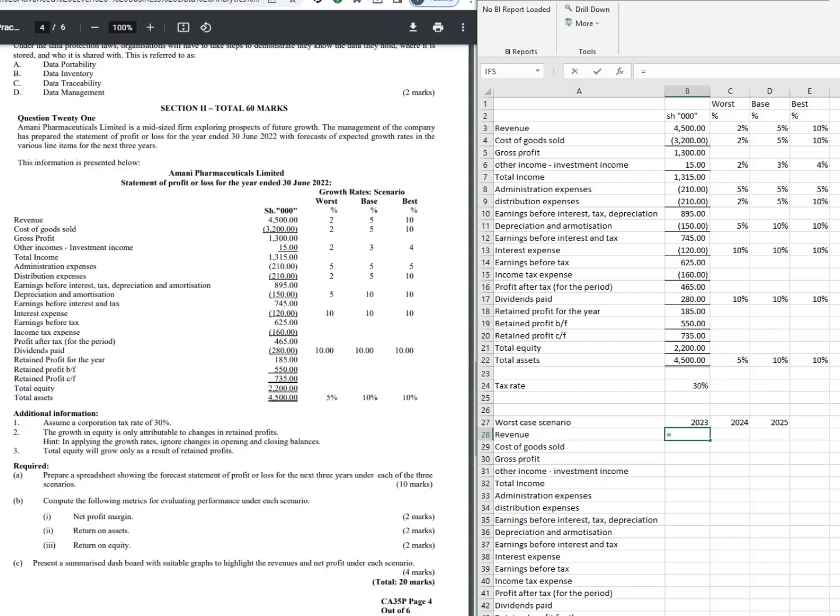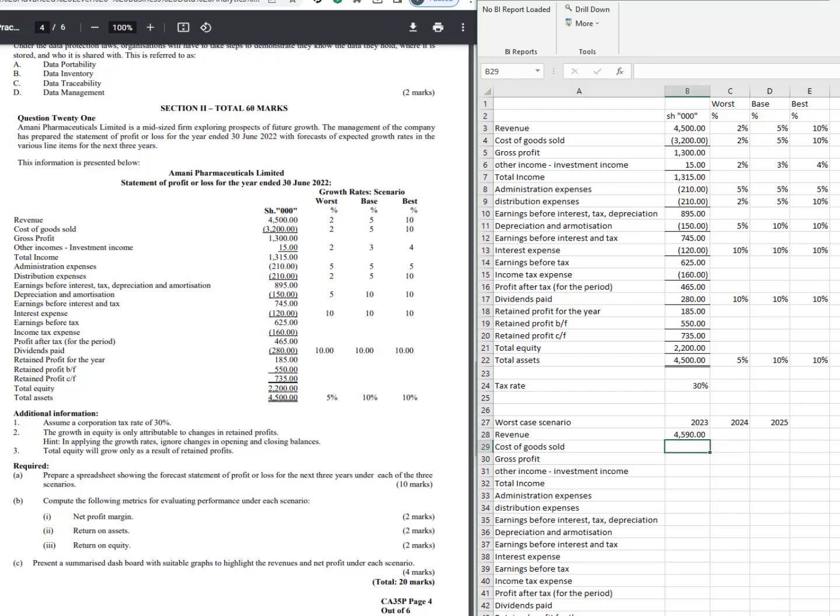We type in equals, and then we click in B3 for revenue. That's where revenue is. We multiply by, then we open brackets and we type 1 plus 2%. So that is the basic way in which we show growth. It is 1 plus the growth rate times the base year figure. So we have that. And for 2023, we can see that we have 4,590 for the first year.